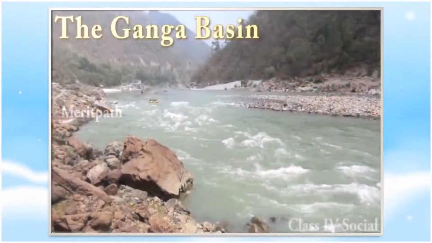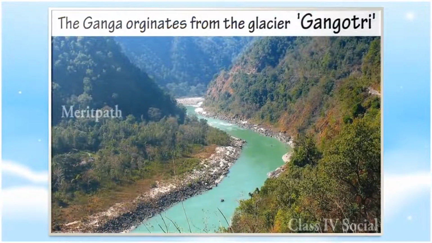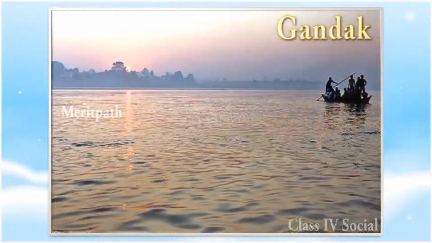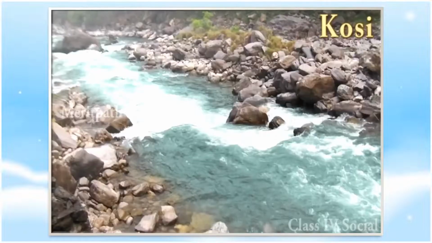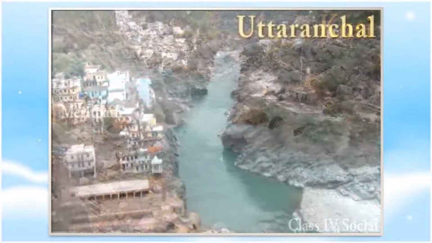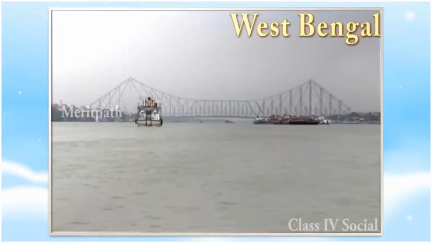The Ganga basin. The Ganga is the most important river in the northern plains. The river originates as Bhagirathi from a glacier called Gangotri in the Himalayas. Many Himalayan rivers such as Gandak, Gomti, Ghagra and Kosi join Ganga on its journey eastwards. The Ganga flows through the states of Uttaranchal, Uttar Pradesh, Bihar and West Bengal.